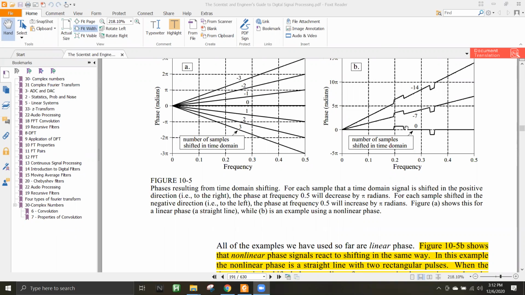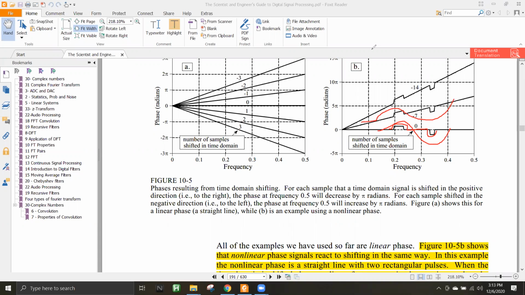Also, a nonlinear phase that was not symmetrical around sample zero can also be shifted. If you left shift it, the slope would increase. If you increase the slope, notice that only the slope is getting increased, the shape of the phase is not changing. The nonlinear characteristics of the phase, that means these particular pulse structures, would remain, only the slope would get changed.